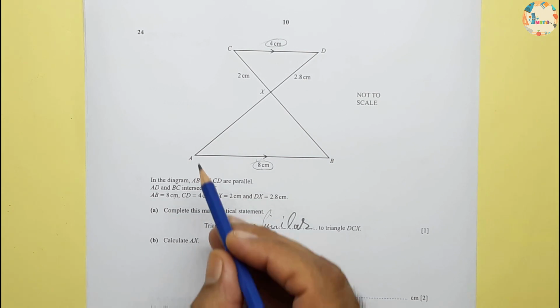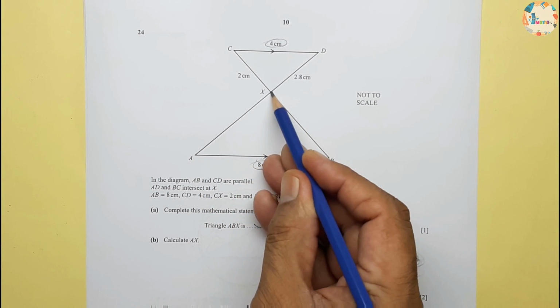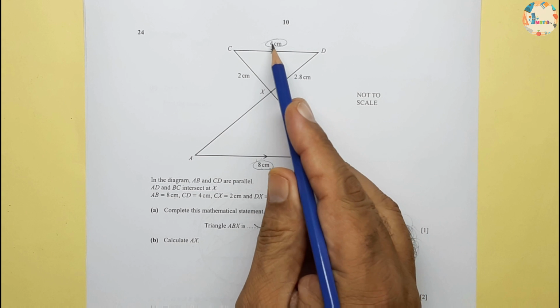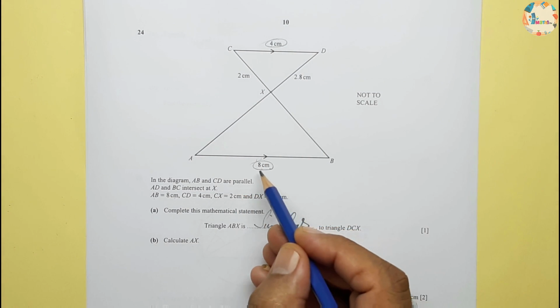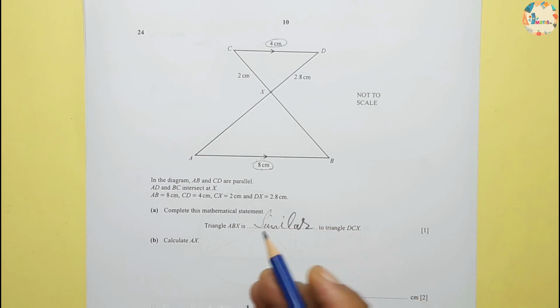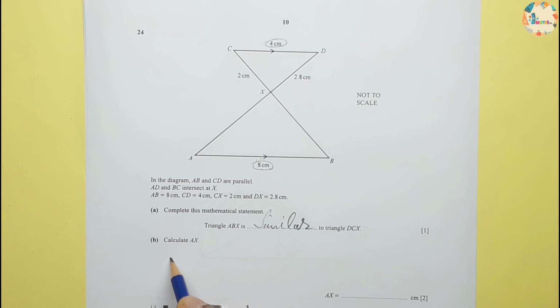Calculate AX. AX will be from this one to this one. So if we check the ratio between these two, 4 multiplied by 2 will be this one, and 2.8 multiplied by 2 will be equal to 5.6. So our answer will be 5.6 centimeters.